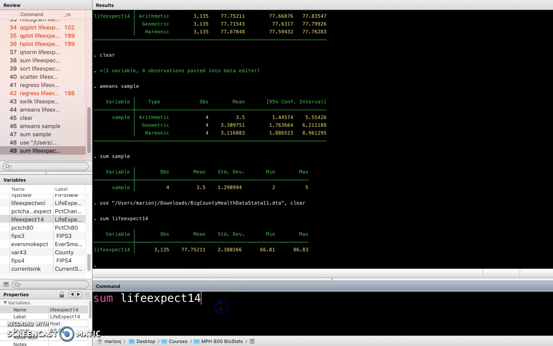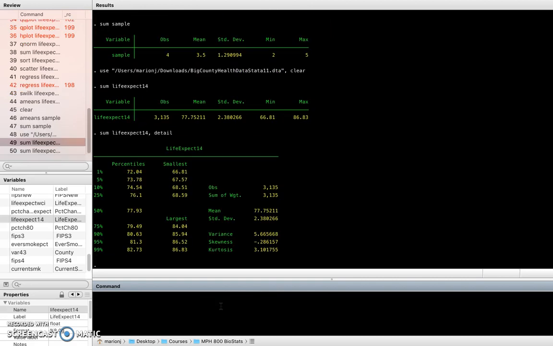So I would type in sum life expect 14, and I use a comma and say I need a more detailed look. Detail. And when I do that, it gives me a 50th percentile right here, and that 50th percentile is 77.93. Not too different than the mean of 77.75 from our previous command.